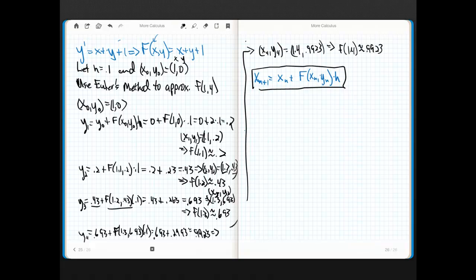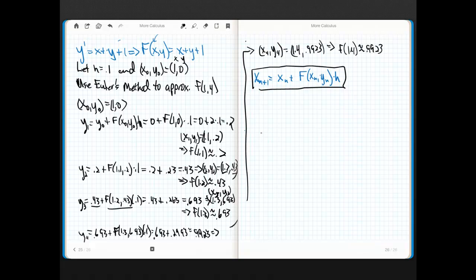Remember, f of 1.3 is approximately equal to 0.693, right? So I just throw it in. Using this, I'm going to stick in 0.693 plus capital F of 1.3 comma 0.693 times 0.1. End up with 0.693 plus 0.2993. Gives me 0.9923. And I'm golden.